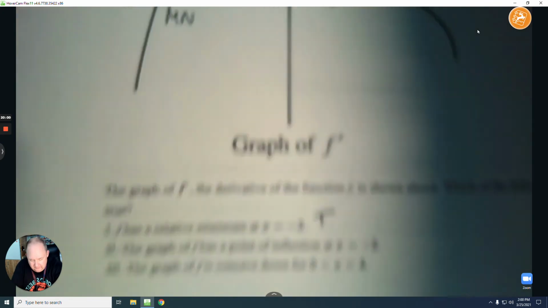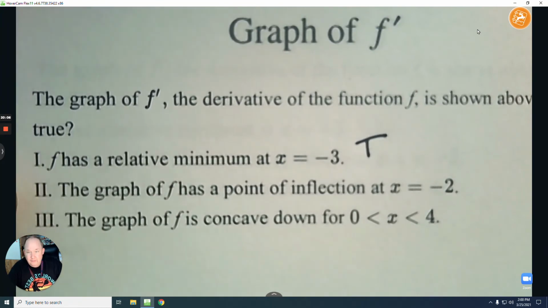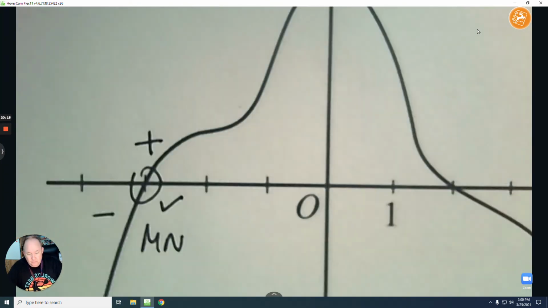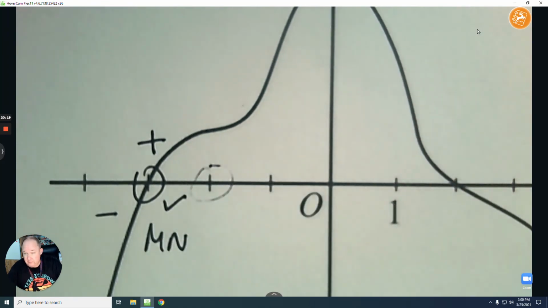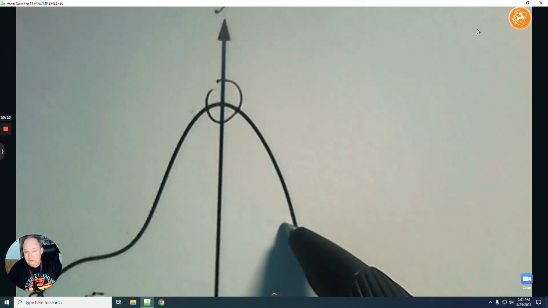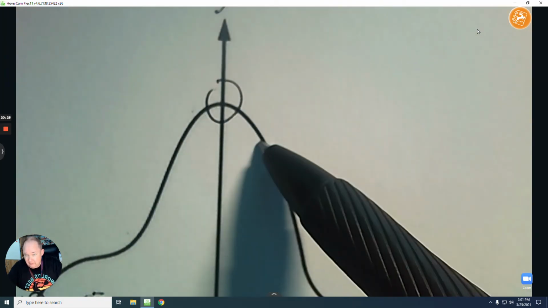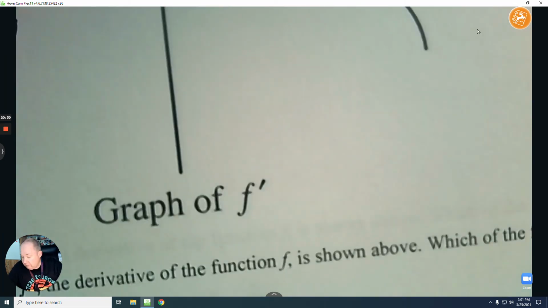For the next one, for some reason I can't focus in, so I have to be a little bit closer. The graph of f has a point of inflection at -2. And that answer is no. So at -2, you don't have a point of inflection. This is a derivative graph. So the point of inflection would be right there where it changes direction. So at the turning point, there's a point of inflection looking off the first derivative. So number 2 is false.